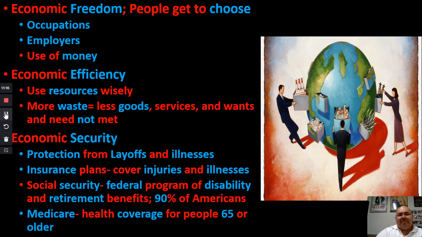Now, economic freedom. What does this mean? People get to choose. One of the first things that you get to choose, especially when you're an adult, is your job. You get to choose what job you want. What do you want to go for? Right? And if you get that job and you don't like it, guess what else you can do? You can quit. It's one of those nice little perks.